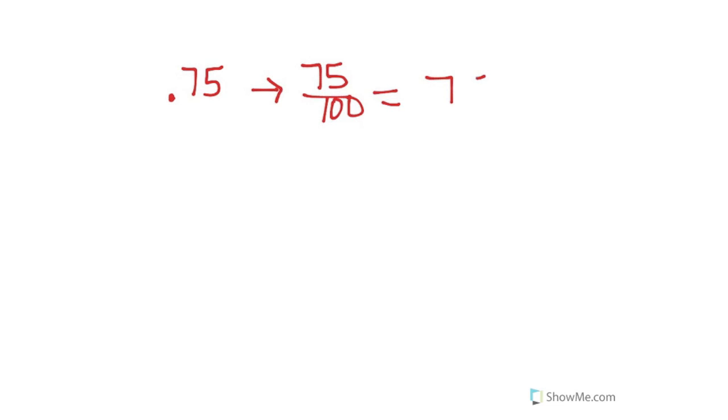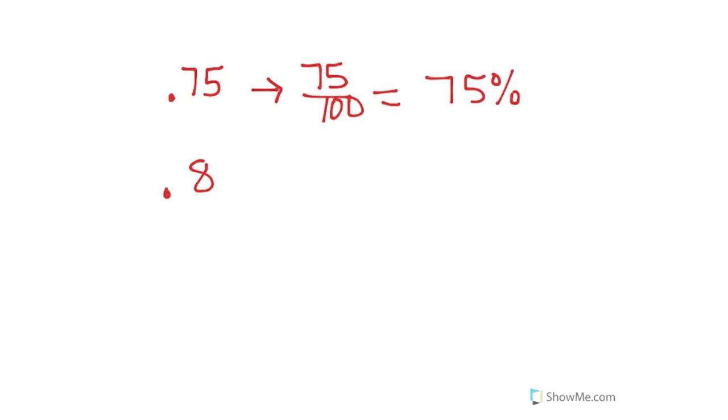Okay, so let's try 0.75. When I read it correctly, that means 75/100ths. Oh, look, easy. It's already out of 100, so that means 75%.